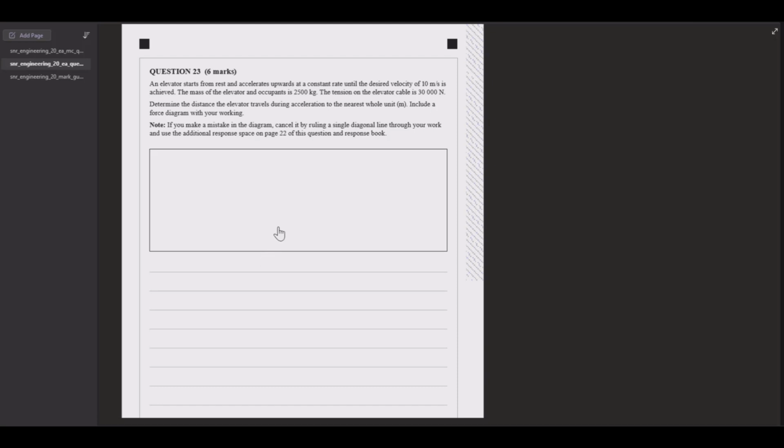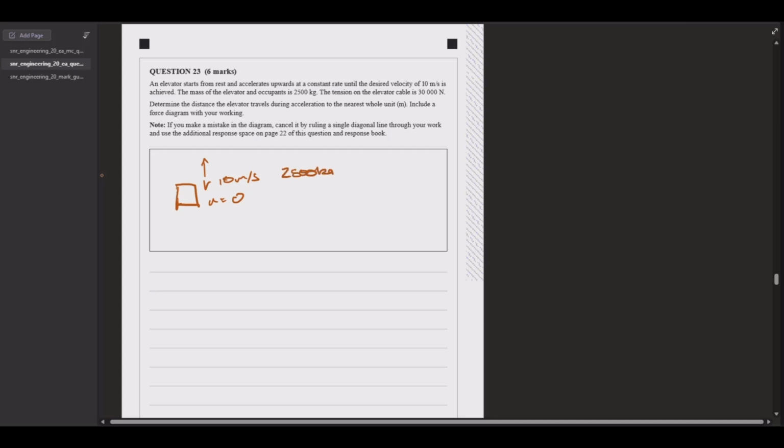Alright, so now we have the last question, Question 23. This one is honestly really easy. Rated design velocity. So we have an elevator. It wants us to draw a picture. It's going to accelerate until it reaches v of 10 meters per second when u equals 0. It's 2,500 kilograms. So let's draw this mg, which is going to work out to be 24.5 kilonewtons.